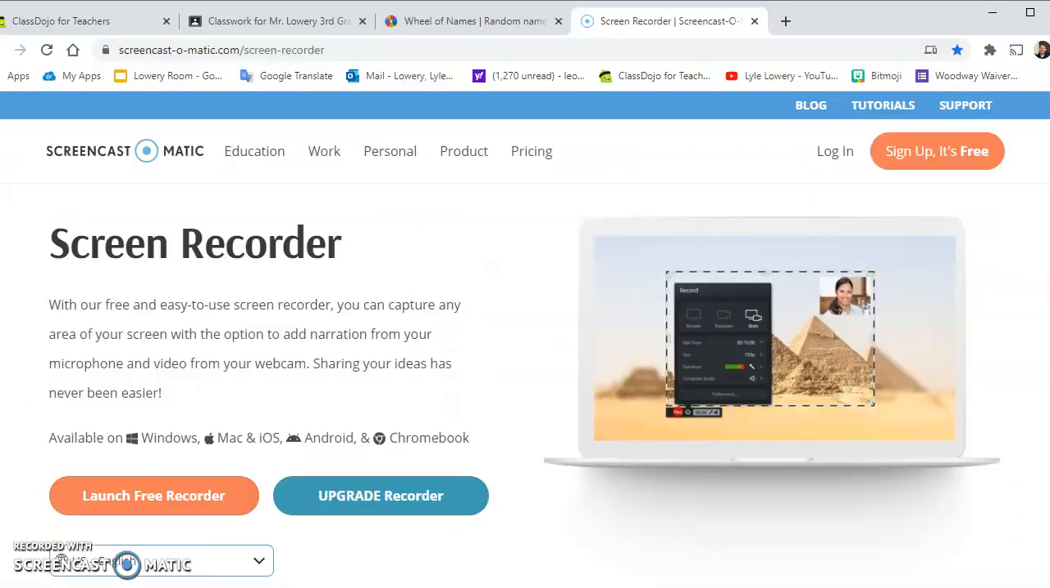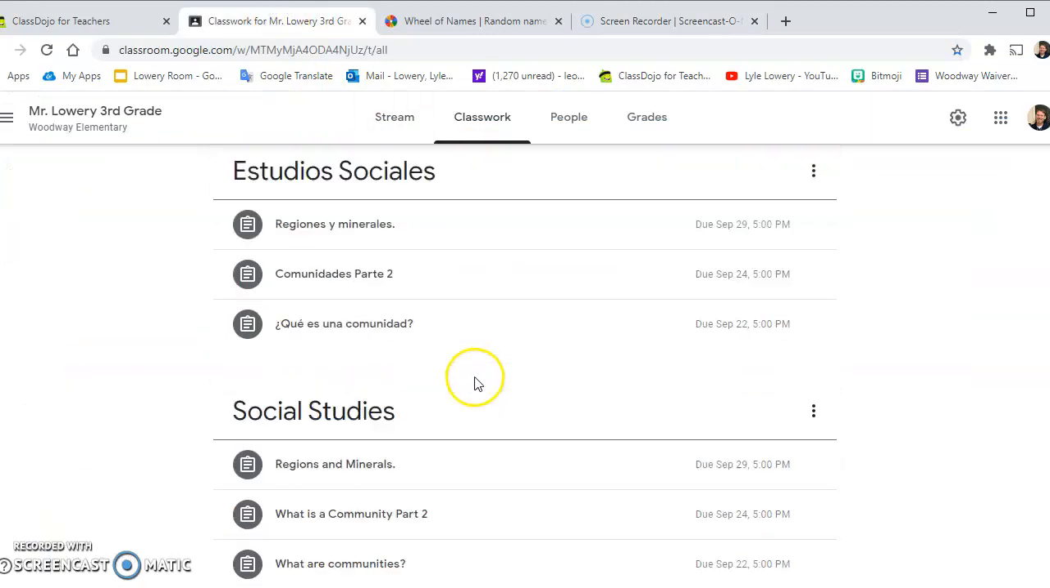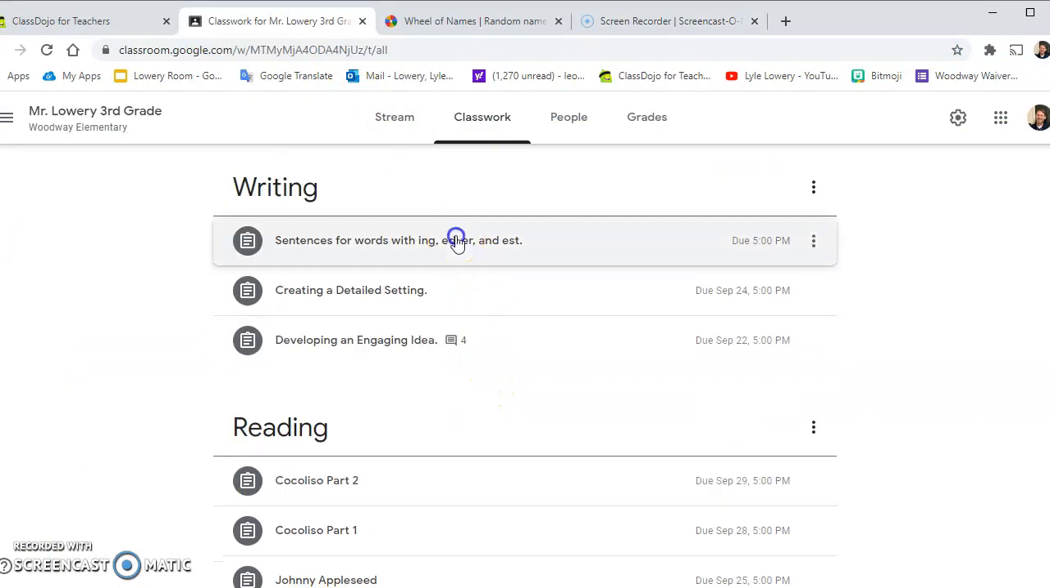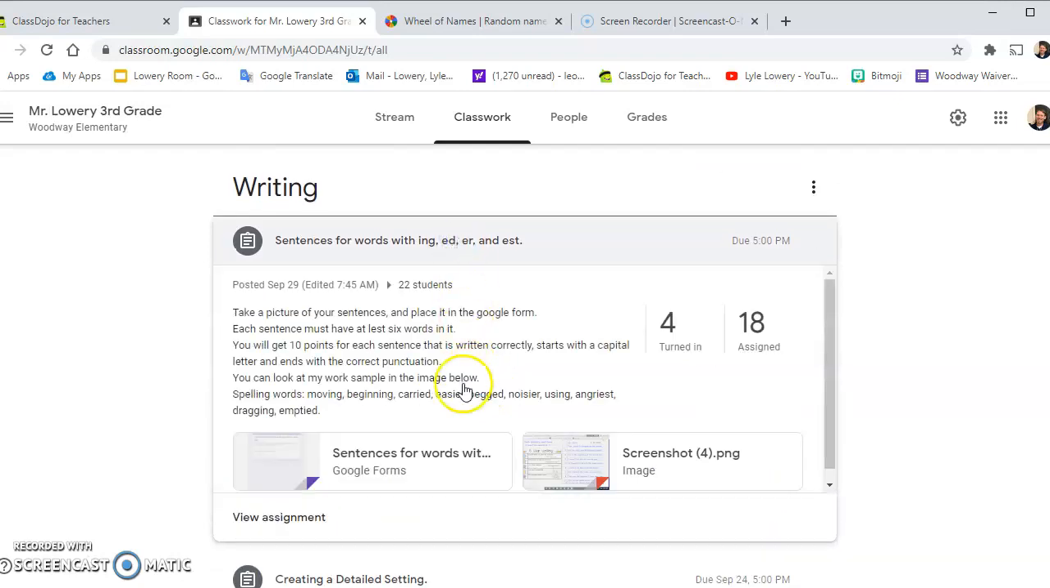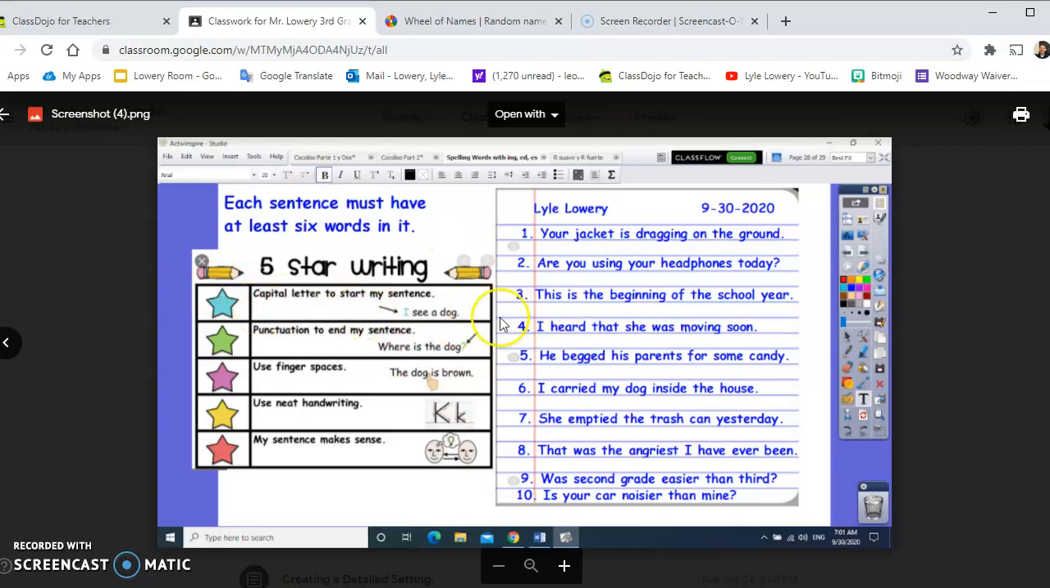So when they go over here to the Google Classroom, under classwork, and they find the writing down here, click on that assignment. Here, again, I have my example that the kids can look at to remind themselves how their sentences need to be. I'm going to be giving 10 points for each sentence. So if a sentence doesn't start with a capital letter, for instance, they won't get 10 points for it. If it doesn't end with a period, they're not going to get 10 points for it.